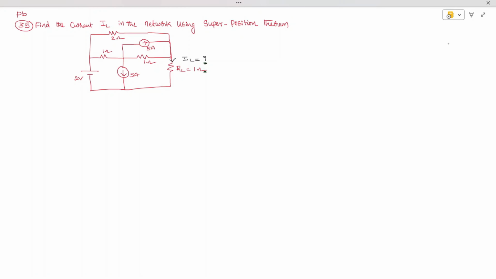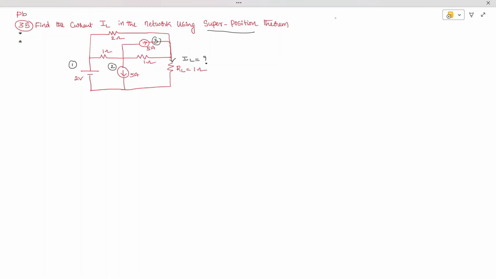Today we are going to solve problem number 36. This problem is all about finding the current in the branch IL, given as 1 ohm, using the superposition theorem. Now, how many sources are there? This is source 1, this is source 2, this is source 3.